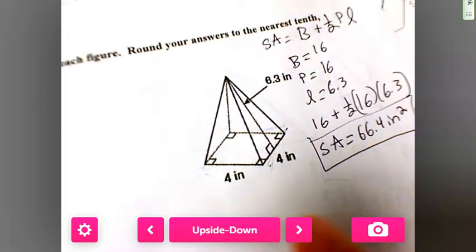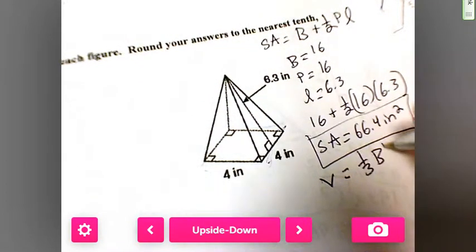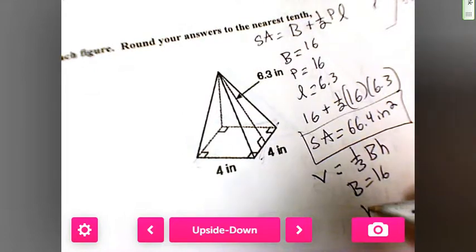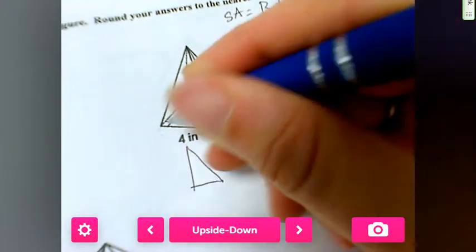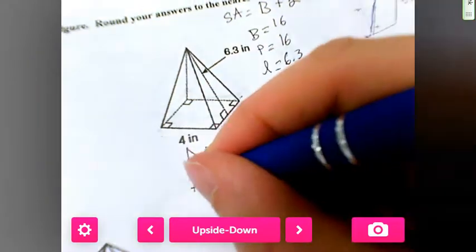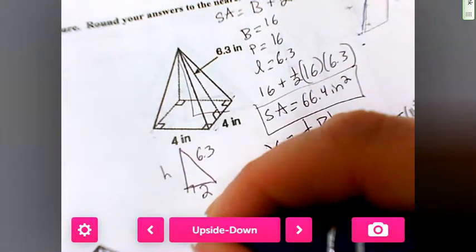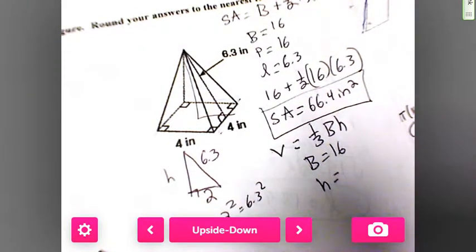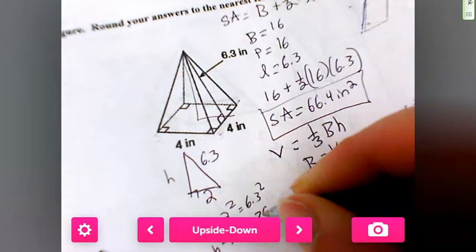Okay, for volume, I know that the volume equals 1/3 the base times the height. Do I have what the height is? I know base is 16, but I don't have the height, correct? So I've got to do that Pythagorean theorem. I know the slant height is 6.3. What's the bottom of my right triangle going to be? 2. Good. And I'm looking for height. So height squared plus 2 squared equals 6.3 squared. Okay. So I get height squared plus 4 equals 39.69.